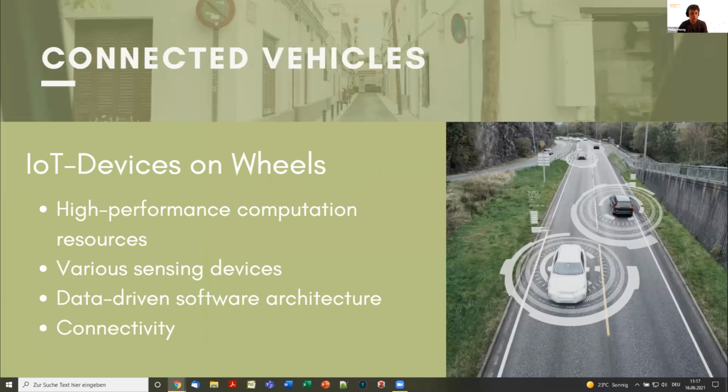So as you all know, connected vehicles are more and more on the road, and they can be fairly considered as IoT devices on wheels with high performance computation resources available. We have various sensors deployed, which deliver high quality data stemming from radar, LiDAR, cameras, and so on. And vehicles with more and more data-driven software architecture allow us to outsource services to the cloud also. And this is all based on a connectivity dimension. So we have connectivity among the vehicles, but which is more relevant for this paper, we have a connectivity to the internet and thus to the cloud.